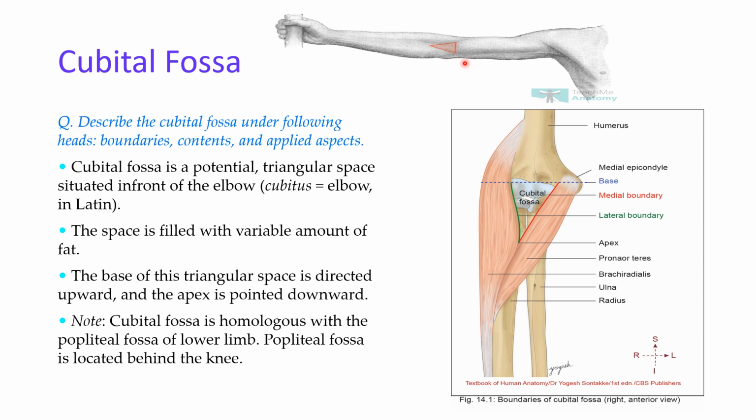The base of the triangle is directed upwards. As you can see in this picture, the base is directed upwards and the apex is pointed downwards. This is the imaginary line you can see here, the base of the cubital fossa, and the apex is pointed downwards. You have to note that the cubital fossa is homologous with the popliteal fossa of the lower limb. That means in the lower limb, behind the knee, there is a fossa which is known as the popliteal fossa.